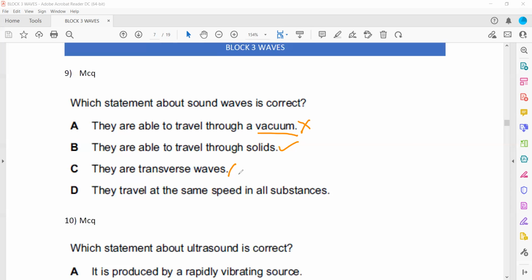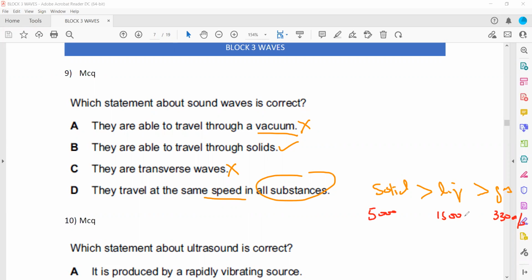They are transverse. Sound waves are not transverse. Sound waves are longitudinal, in which the particles vibrate parallel. And they travel at the same speed in all substances. That is totally wrong, because sound travels faster in solid than in liquid, and faster in liquid than in gas. The approximate speed of sound in solid is about 5,000 meters per second, in liquid 1,500 meters per second, and in gases about 330 meters per second. So it does not travel at the same speed in all media. So B is the right answer, that sound can travel through solid.